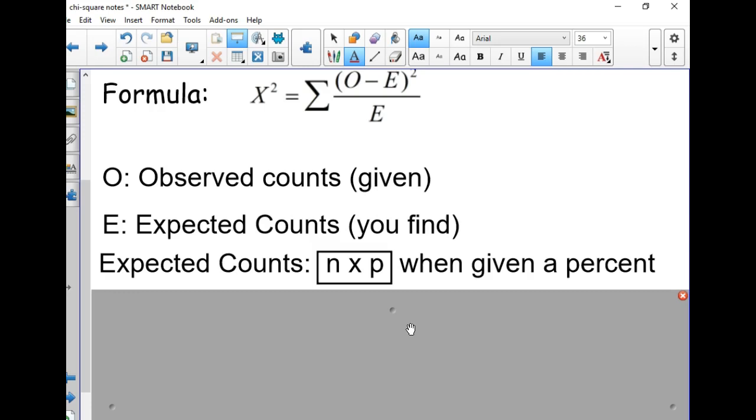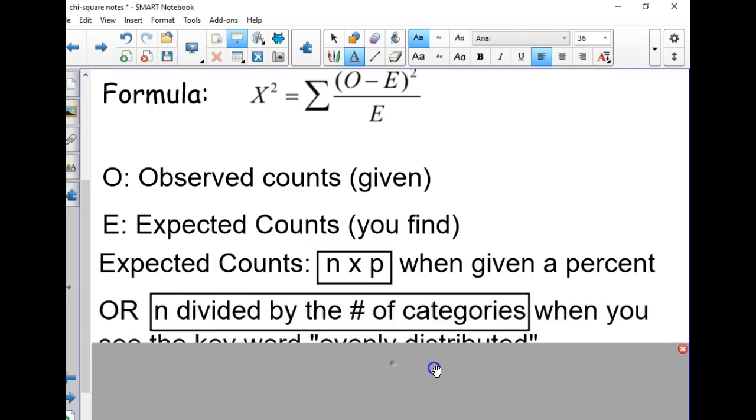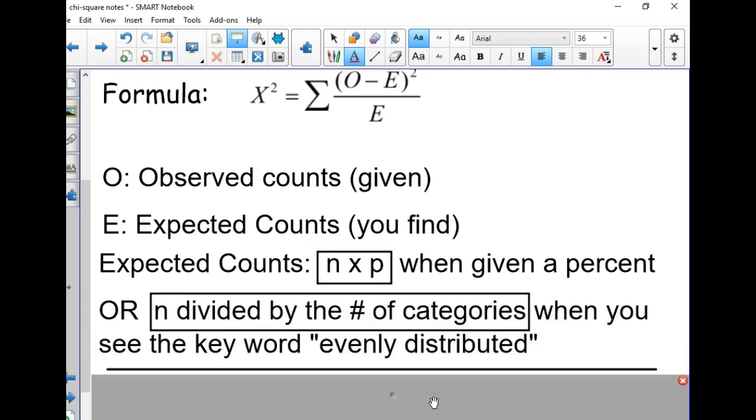And just remember that percent, you do need to make sure you put it in a decimal. If it's 10%, people will take 500 times 10. No, 500 times 0.10. Now, if you're not given a percent, you will usually be given a keyword that says evenly distributed. Even if you're not given that, usually you can assume that it's evenly distributed, or just ask me, maybe the question's written wrong. When you see the word evenly distributed, the formula is N divided by the number of categories.